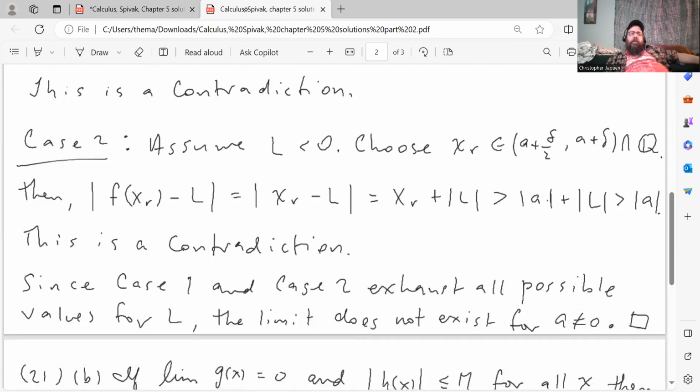Okay, case 2, assume L is less than 0 now. Choose a rational number in the interval from a plus delta over 2 to a plus delta, intersect Q. So in other words, this is a rational number. Then the absolute value of f of x sub r minus L is equal to the absolute value of x sub r minus L by the way we defined the function f, right? When you evaluate f at a rational number, it's just equal to the input value. So x sub r minus L. And then here, again, x sub r is positive because it's in this interval here. x sub r minus L equals x sub r plus the absolute value of L.